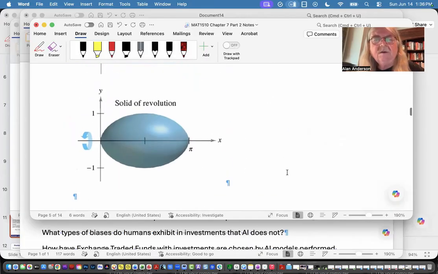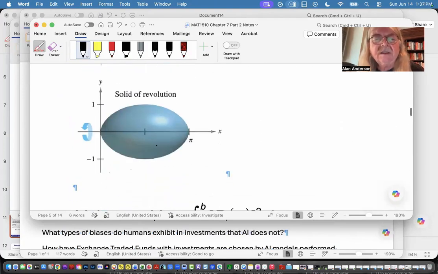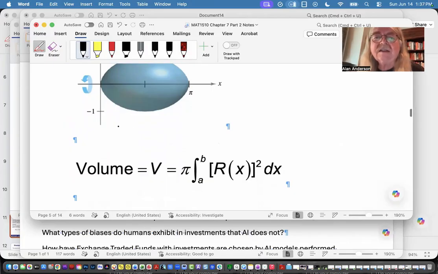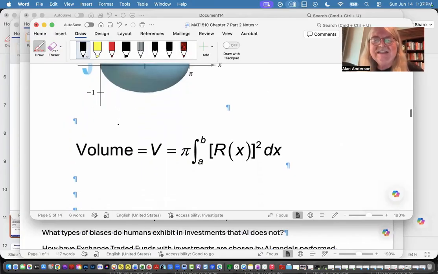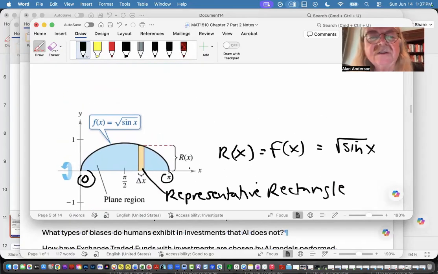Okay, so we need the R of X. And like I said, the interval is 0 to pi. So we can calculate the volume of this solid, which kind of looks like a football, doesn't it? Anyway, from 0 to pi, and remember the function is radical sine x.